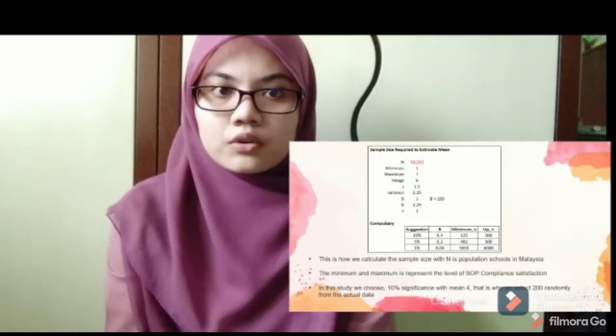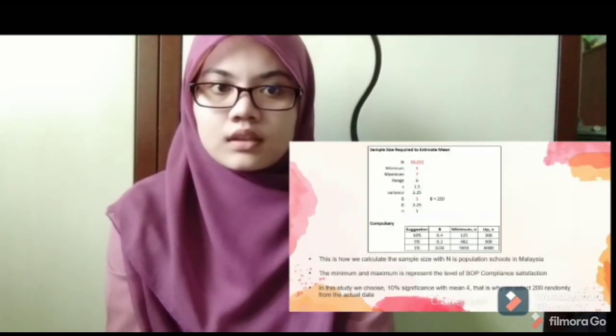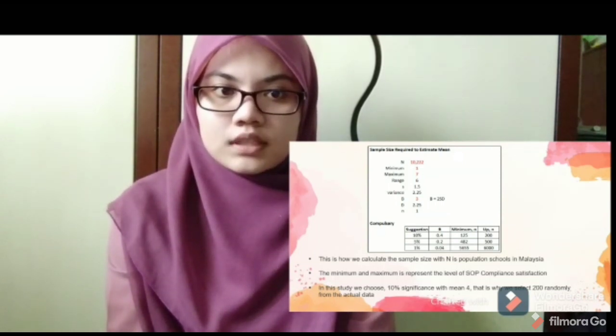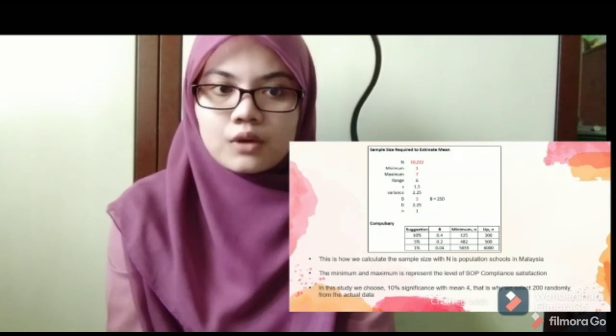This is how we calculate the sample size, where N is the population of schools in Malaysia. The minimum and maximum represent the level of SOP compliance certification. In this study, we choose 10% significance with mean 4. That is why we select 10 to 200 randomly from the actual data.